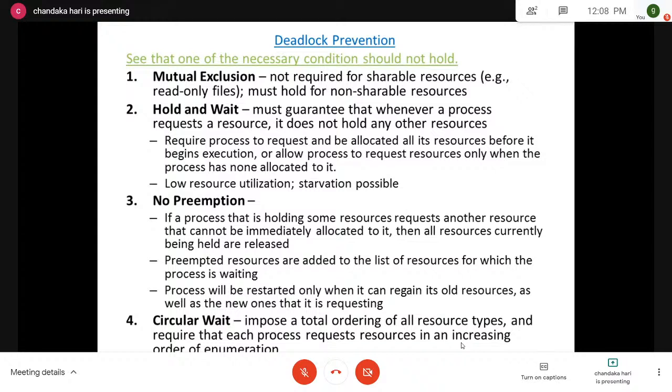But the situation is that whatever process you abort, in case it is an operating system process, the entire system is going to be down. That's why the circular wait solution is also not possible. That is, impose a total ordering of all resource types and require that each process requests resources in an increasing order of enumeration. That is circular wait. So, this is not possible.